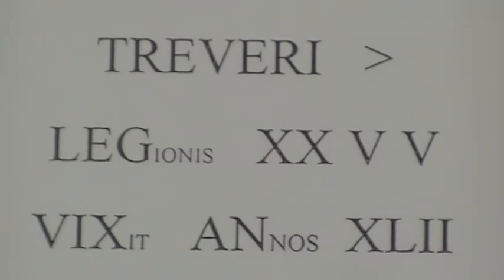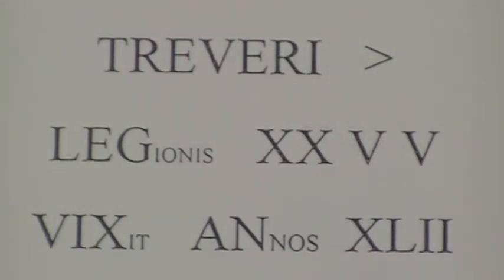Treveri. This tells us that he came from the town of Trier in Germany. The symbol next to this means that he was a centurion. This is a common symbol that you'll see on a lot of Roman inscriptions. So he was a centurion. And on the next line we can see which legion he belonged to. Legionis, it ends in IS there to show that it means of the legion.